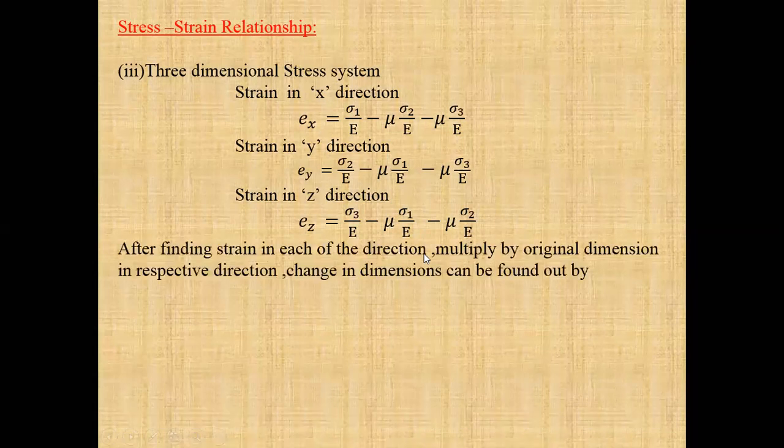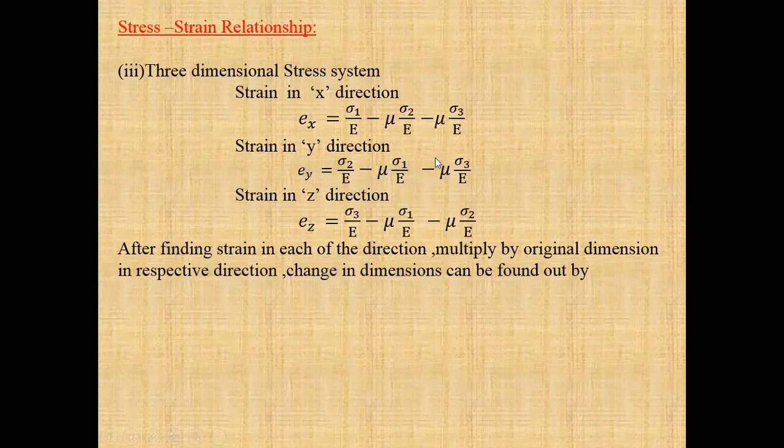So we are done. Why are we doing all this? After finding strain in each of the directions, multiply by the original dimension in the respective direction. Suppose you are subjecting a bar to three loads in three different directions, and you are asked, what is the change in the breadth? You will have to write this expression. The stresses you find, Young's modulus will normally be given, and mu will be given. By substituting those values you find the strain in the y direction.